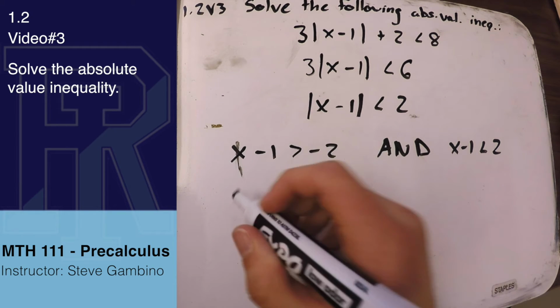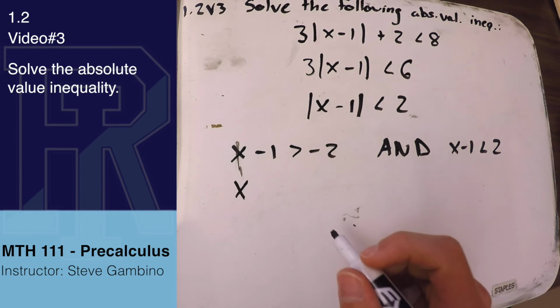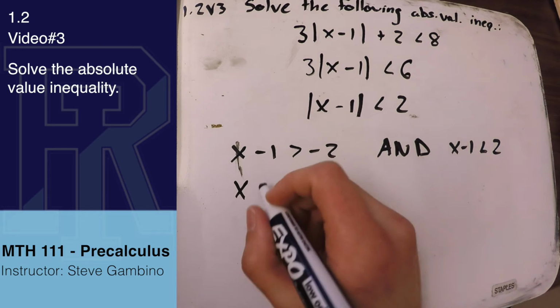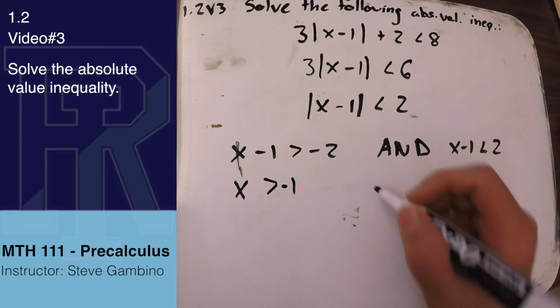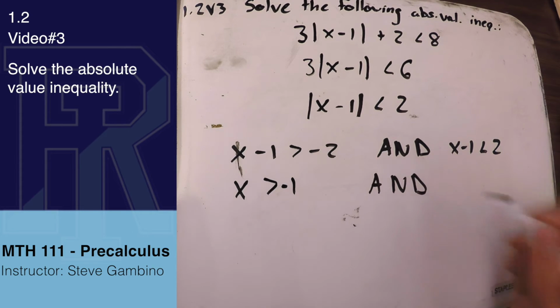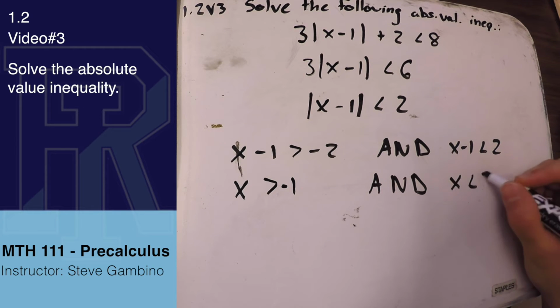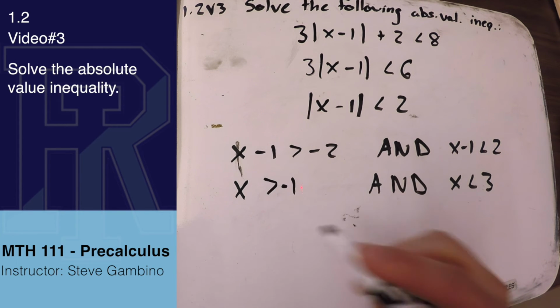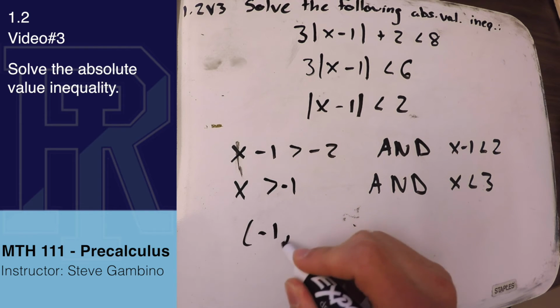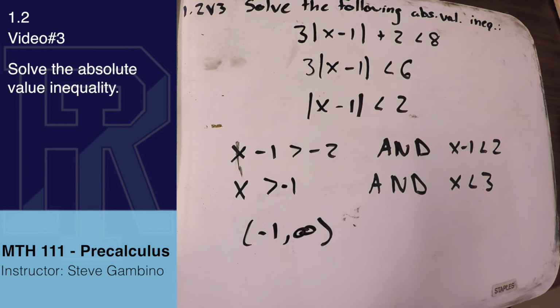So we'll add 1 to both sides over here. So this is going to be x is greater than negative 1. And we can look over here and say, okay, we'll add 1 to both sides, and this will be x is less than 3. Now we can write that out in interval notation. X greater than negative 1 is going to be negative 1 comma infinity, going from our lower bound to our upper bound, which in this case there is none, so we'll put infinity.